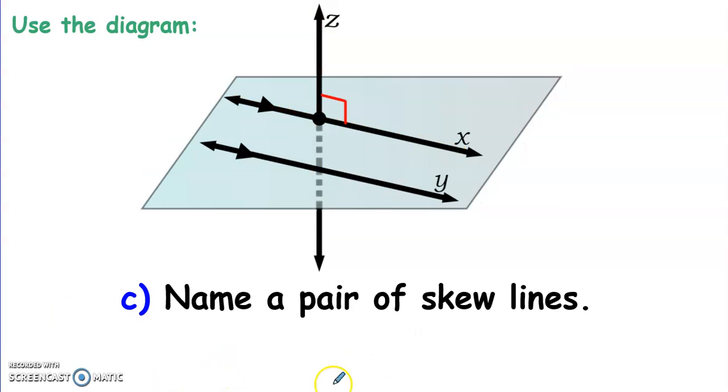Name a pair of skew lines. X and Z intersect, therefore we know they're not skew. But Y is out front here, and then Z is going up and down here, and so Z and Y are skew.